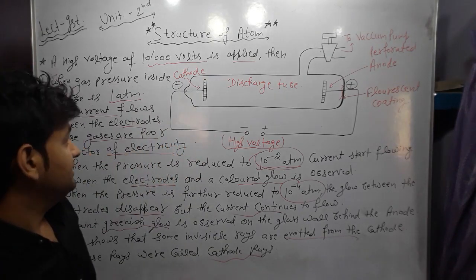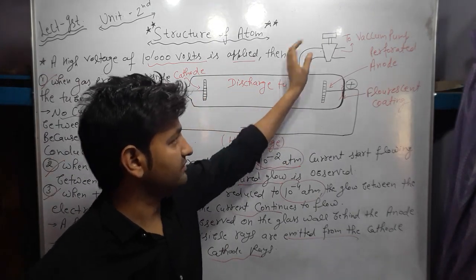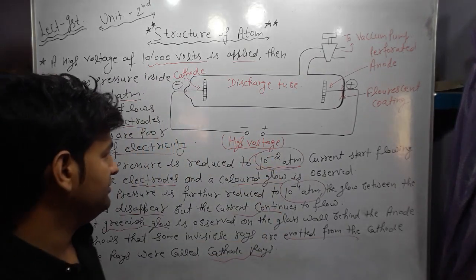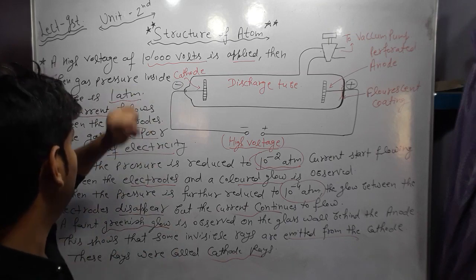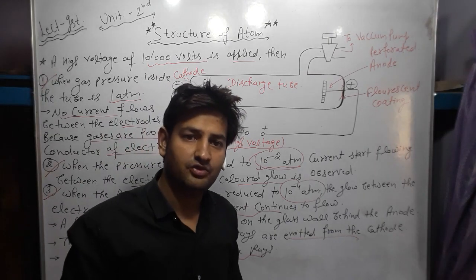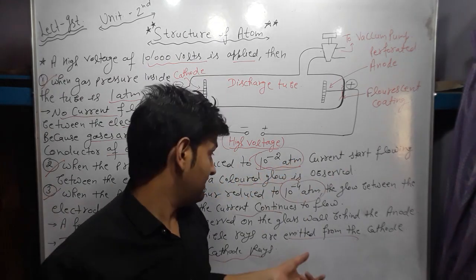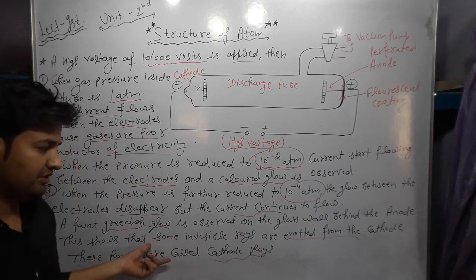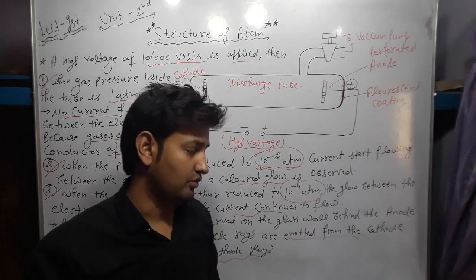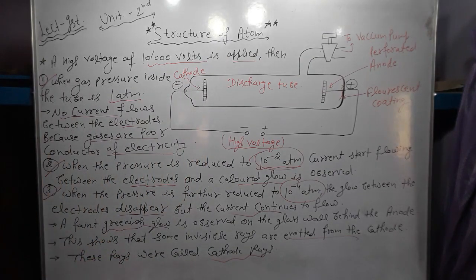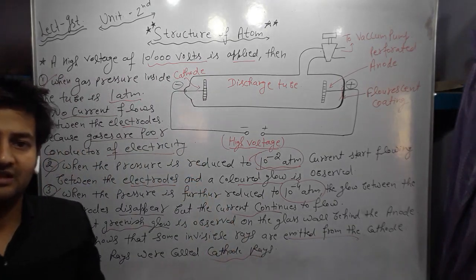Let us quickly review. We took a discharge tube, and we took two electrodes, one cathodic and one anodic. To maintain the pressure, we used a vacuum pump. We applied high voltage, about 10,000 volts, as discussed earlier. When gas pressure is equal to 1 atmosphere, no current flows. When gas pressure is reduced, then current starts flowing, and when gas pressure is 10 to the power minus 2, a faint color is observed, and this shows that some invisible rays move from the cathode to the anode, and these rays were called cathode rays. So now we are going to discuss the properties of these cathode rays.